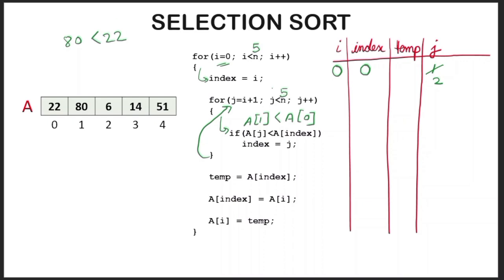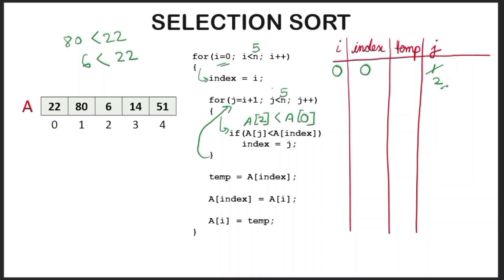Now we are going to check if a of j is less than a of index. What is the j value? A of 2 is less than a of index, that is a of 0. What is a of 2? A of 2 is 6. Is it less than a of 0, 22? Yes, it is less. The condition is true. So we will enter the if body: index is equal to j.